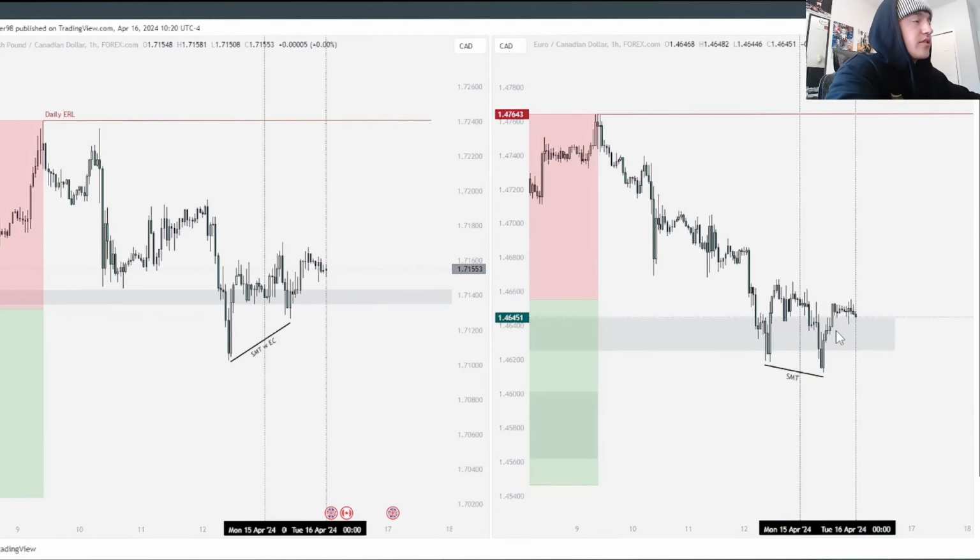Now, what do you notice in what we said before? We had EuroCAD running the lows from Friday, and GBPCAD failed to run those lows from Friday. So this is our strength leader. So again, my focus is going to be longing this pair. But also notice something else. What do we have here? This can be labeled as our long-term low, our initial tag of that daily internal range liquidity pool.